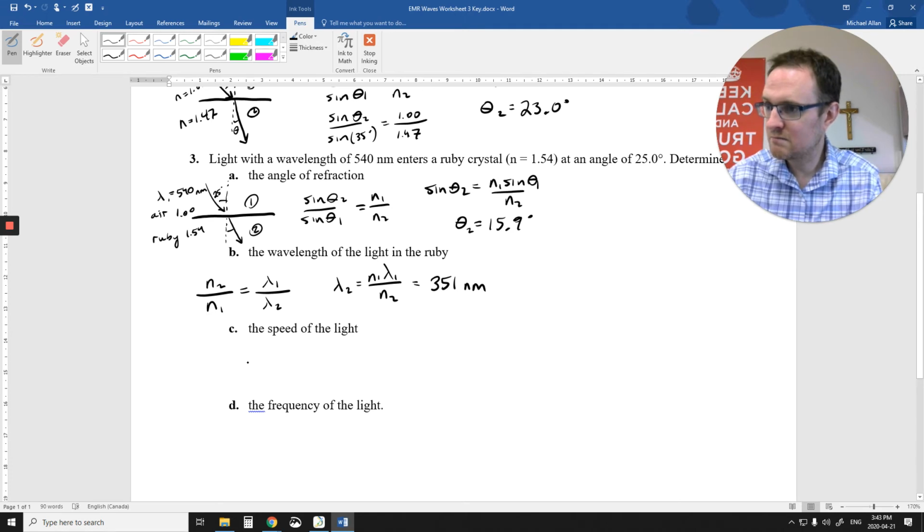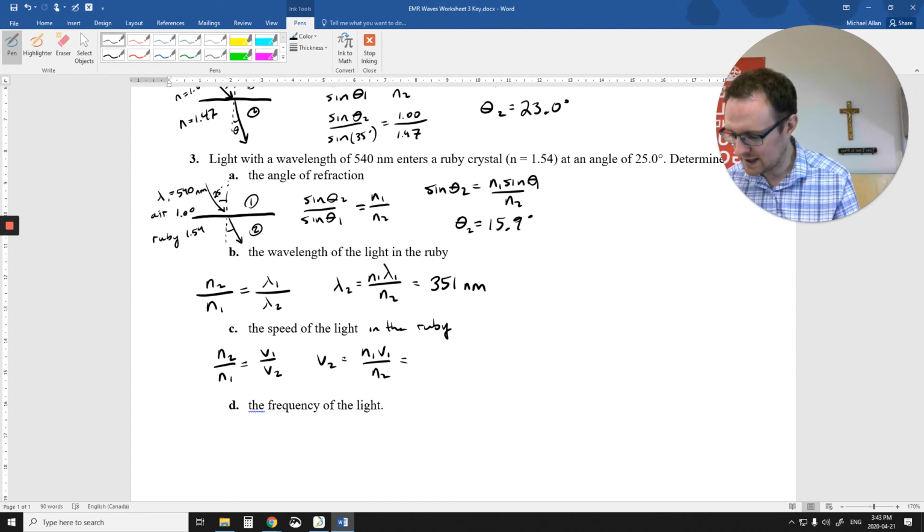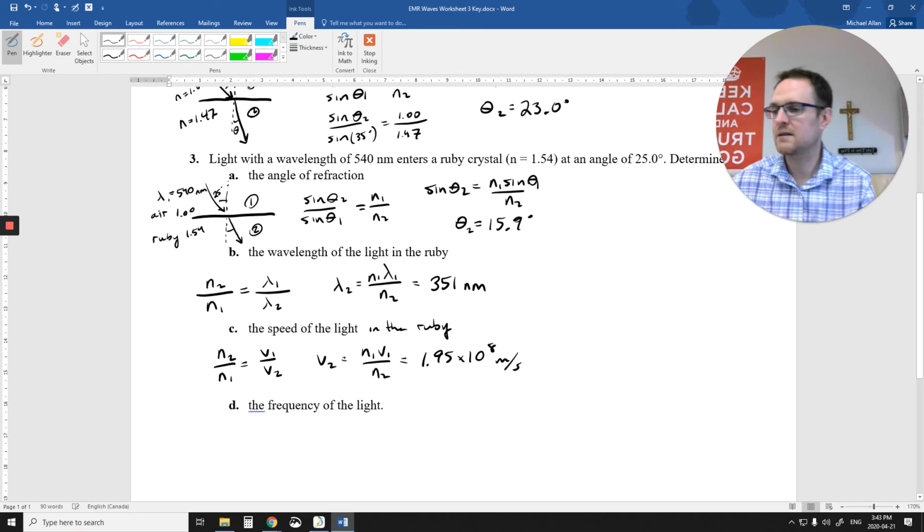What's the speed of light in the ruby? Maybe I should just specify that. We could just use what we used in the very first equation there, or I can use this ratio again, this time putting V's instead of lambdas. So it'll look very similar. n1 times V1 divided by n2, which ends up working out the same way, because V1 is the speed of light times 1 divided by the 1.54, and we're going to get 1.95 times 10 to the 8 meters per second.